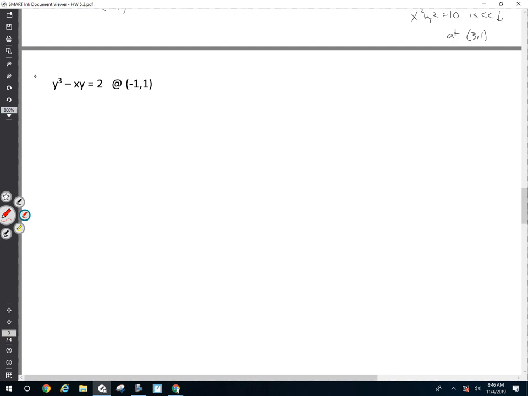Okay, let's do this. Second derivative. 3y squared dy dx minus xy plus dy dx times negative x. Just did this derivative. Make sure you distribute the negative. Equals 0. Make sure you use the product rule. So dy dx equals y over 3y squared minus x. We just did that. Second derivative.